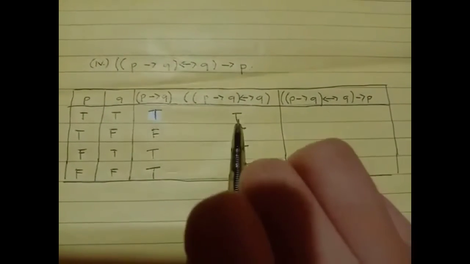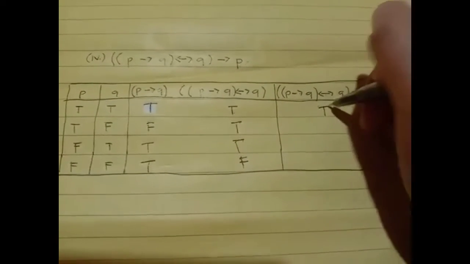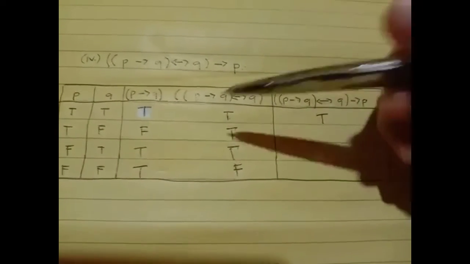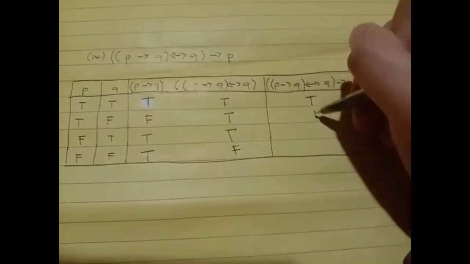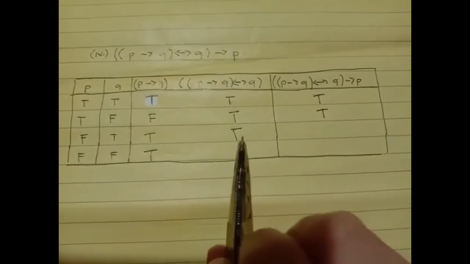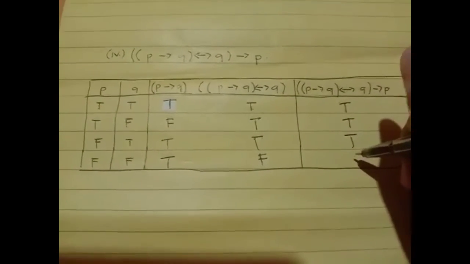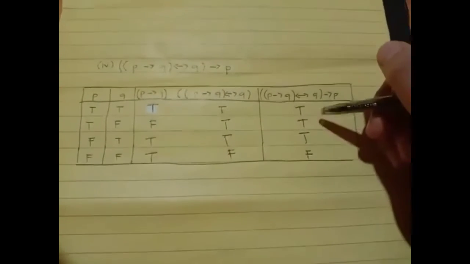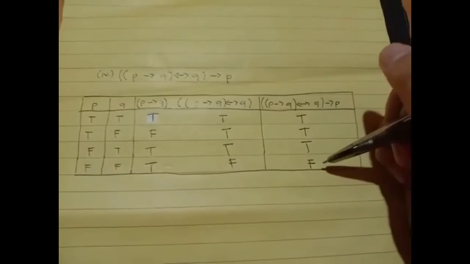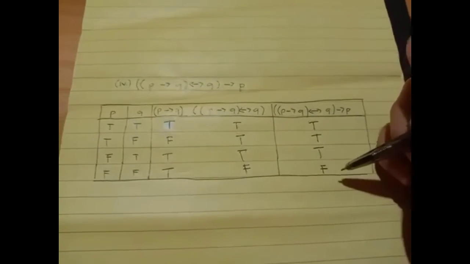So true, true, which means the truth value here is also true. Next, false, true. Then the truth value here is true. Next, true, true. So the truth value here is true. Next is true, false. So the truth value here is false. So as you can see, there are three true and one false.